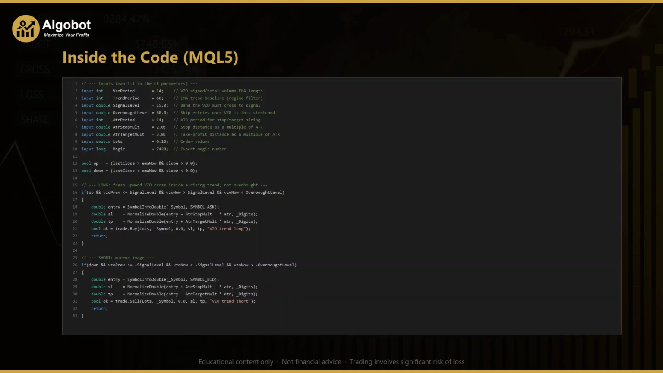Let's read the actual MetaEditor code that the expert advisor runs. At the top are the inputs, and these map one-to-one with the parameters you can adjust in the tester. VzoPeriod sets the smoothing length of the volume oscillator.